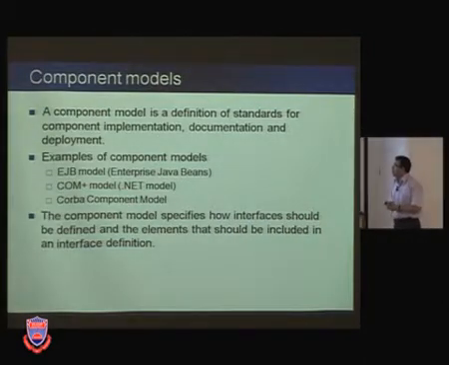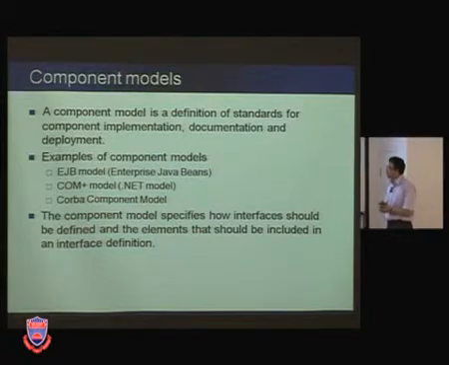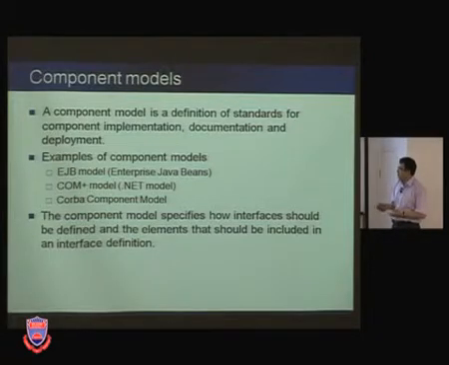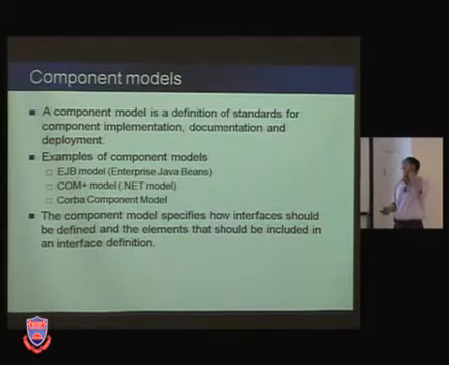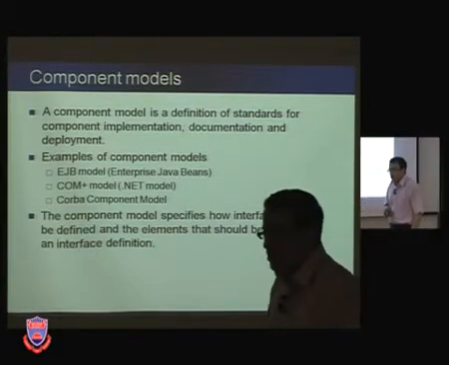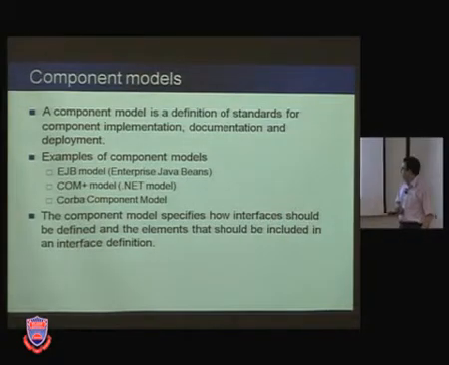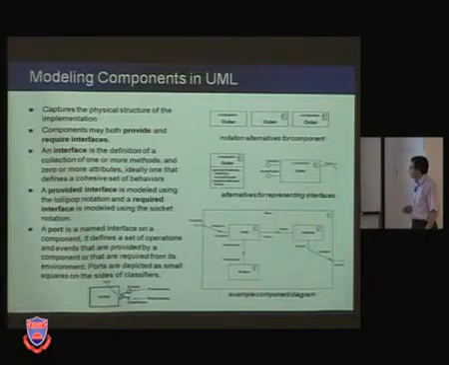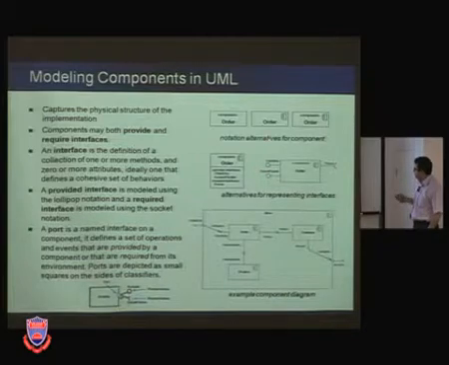There are different so-called component models, definitions of standards for component implementation, documentation, and deployment. Examples of component models are EJB, COM, and the CORBA component model. Probably you have seen them before. A component model specifies how the component and the interface should be defined. In UML, we will also look at how it's represented in ADL, but this is in UML. These are the alternative ways to represent components.